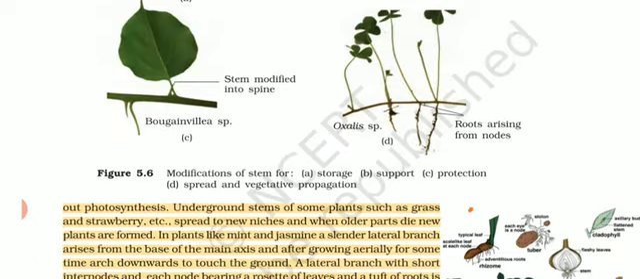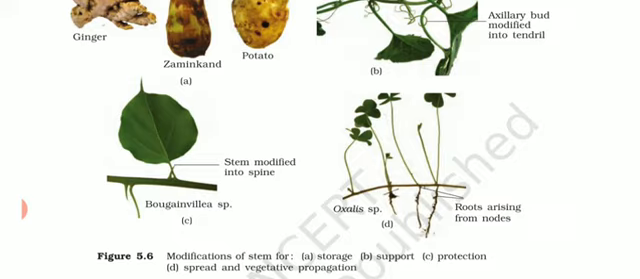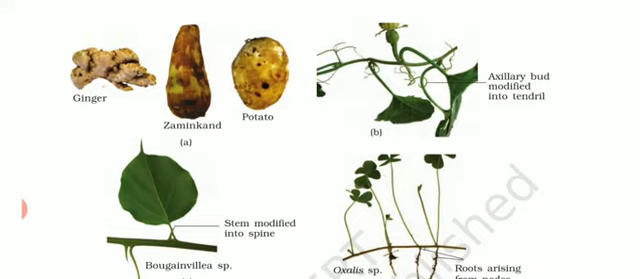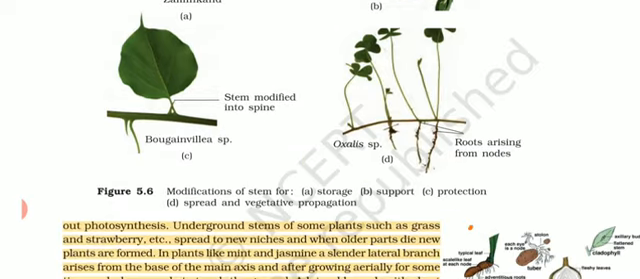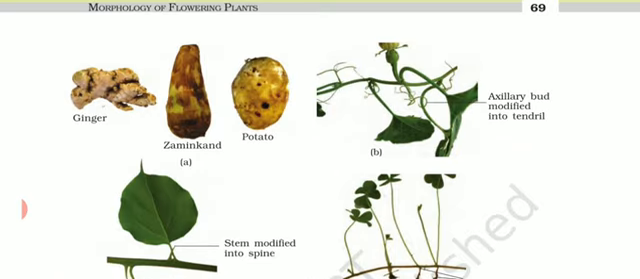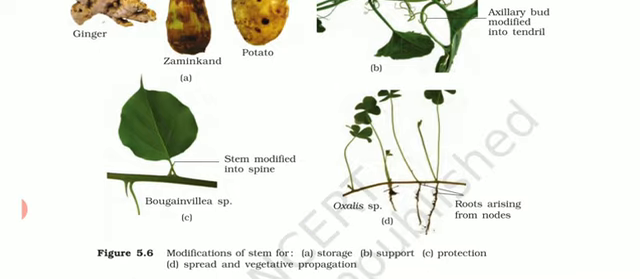If we look at this figure 5.6, number 1 is storage. They have shown ginger, zamikand, potato; these are stems which can store food in them. Then number B, they have shown tendrils, which help in support. Number third is protection. You can see in bougainvillea, the thorns or spines are present.